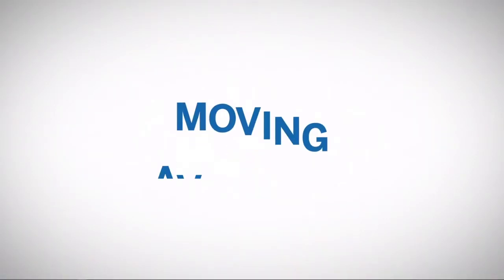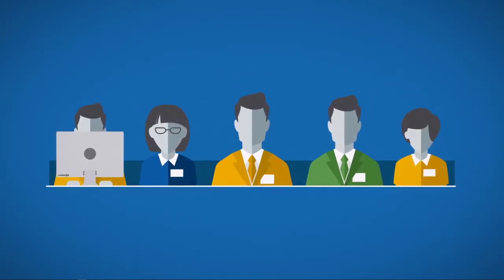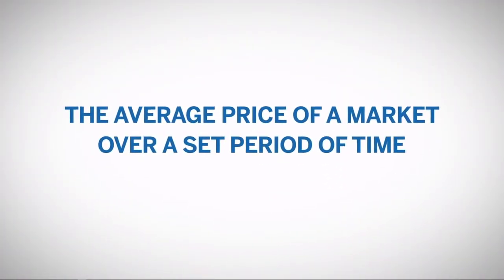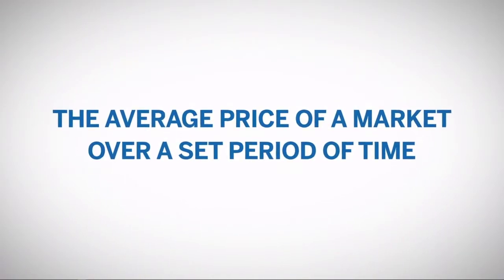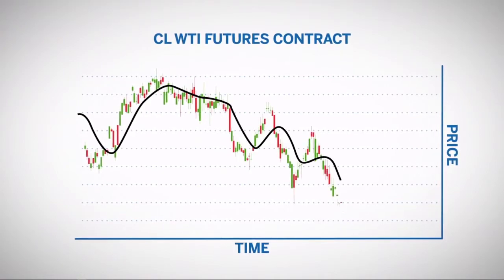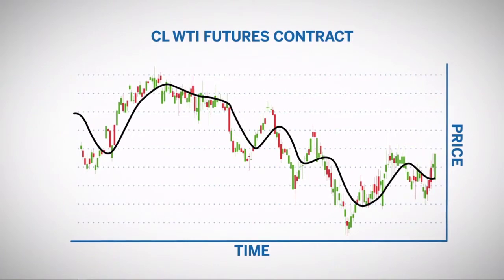Moving averages are a common way for a technical trader to begin the process of price analysis. It is often one of the first indicators that traders will add to their charts. A moving average is the average price of a futures contract or stock over a set period of time. For example, a 14-day moving average of the CL/WTI futures contract would be the average closing price of the CL contract over the last 14 days.